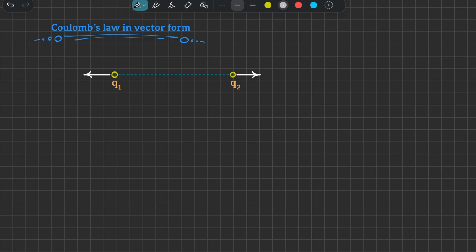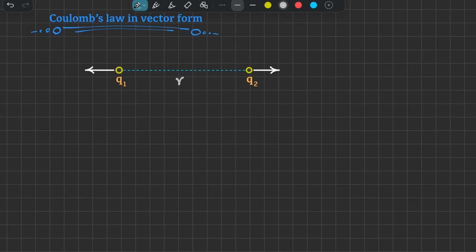In this lecture we are going to talk about Coulomb's law in vector form and equilibrium problems. So let's start with Coulomb's law in vector form. Let's say we have two charges q1 and q2 and they are separated by a distance r, and we are being asked to write the force on q1 but in vector form. So how do we write it in vector form?